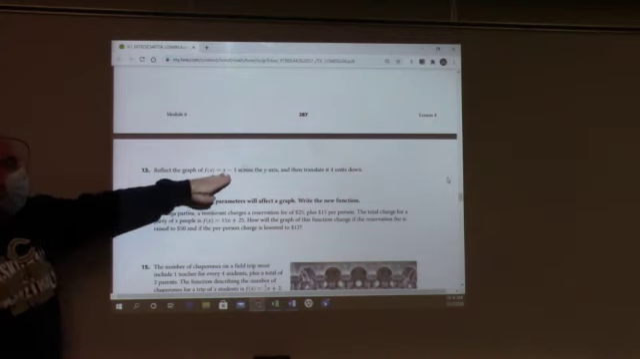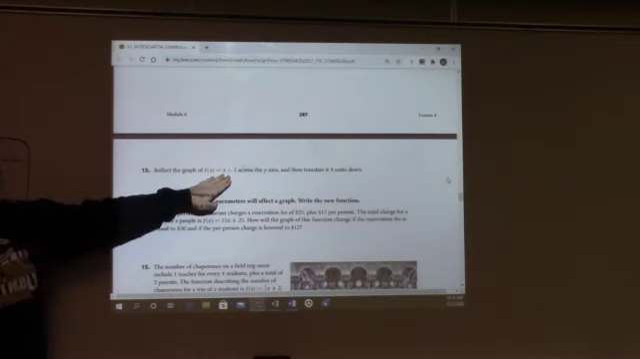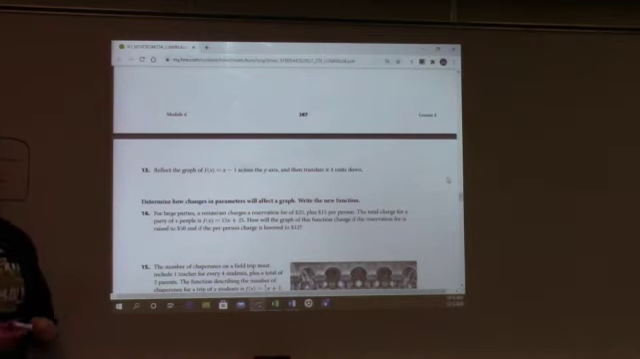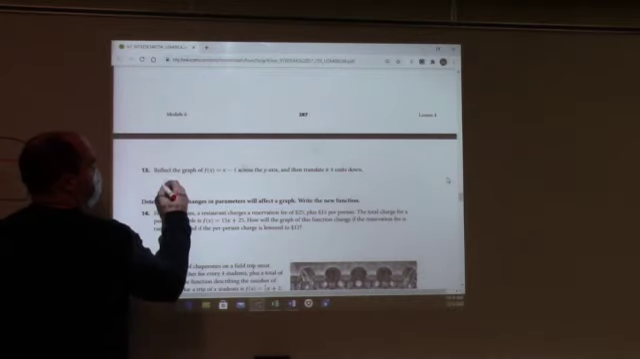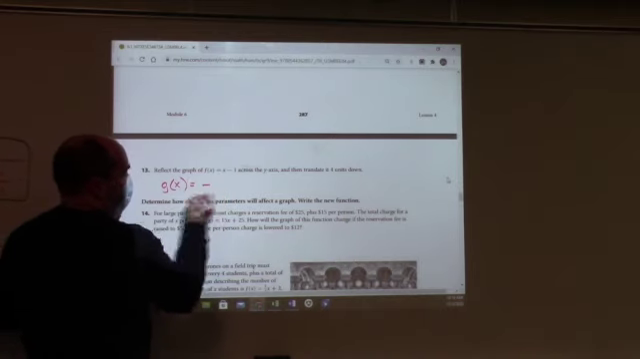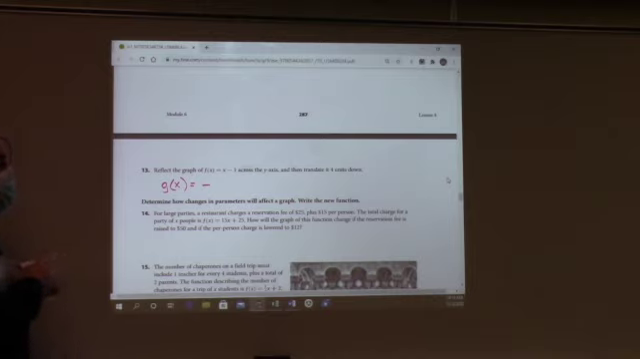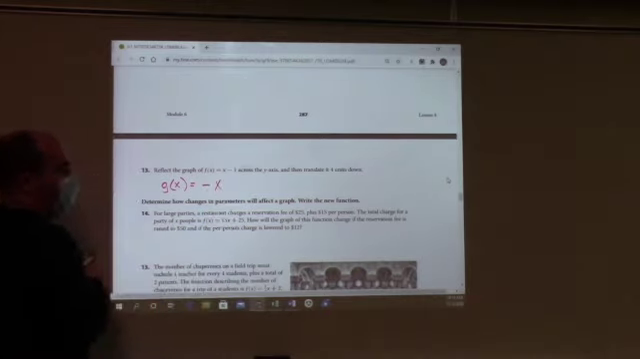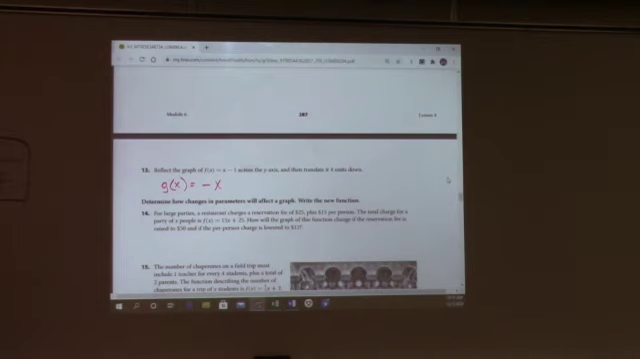Now I'm reflecting this graph. I'm not going from the parent function anymore. I'm going from f of x equals x minus 1. So if I'm going to reflect it, what does that mean I have to do? Make it negative. Let's call it g of x. I've got to make this negative x, because I'm reflecting it. And then it says I want to translate it 4 units down.